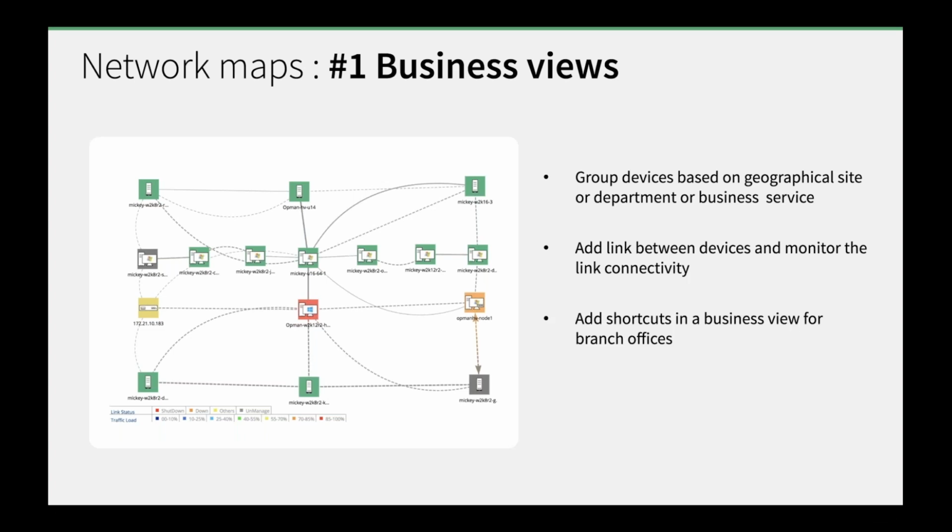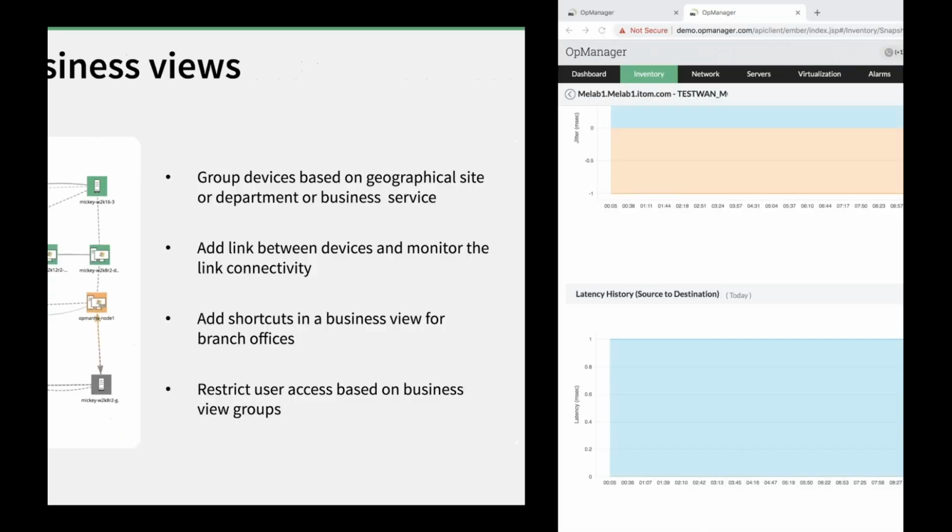Say you have multiple groups available, or you have multiple sites available in one particular location. So you can create one main branch, and under the branch, you can create multiple branches for which you need to create a shortcut. And you can also restrict user based on a business view group. Let me quickly show you a demo of it.